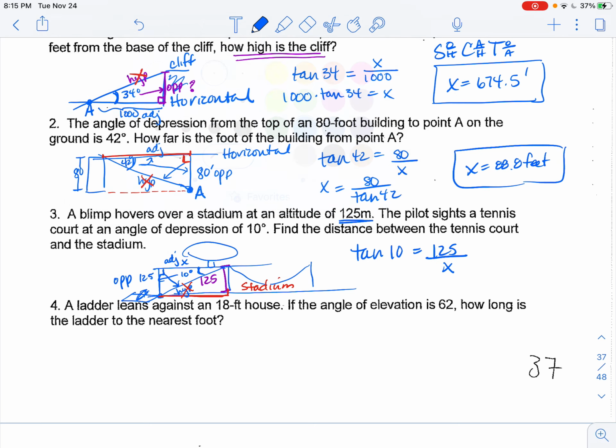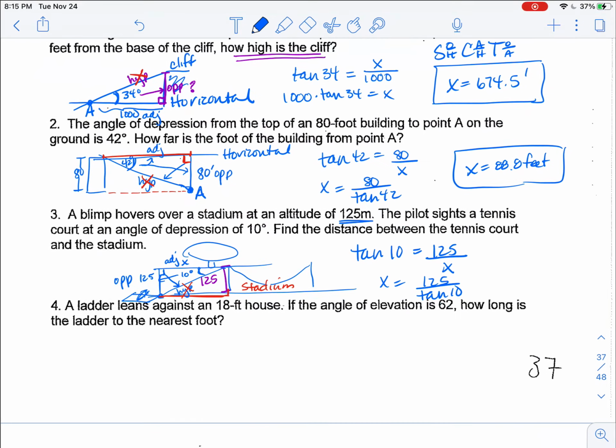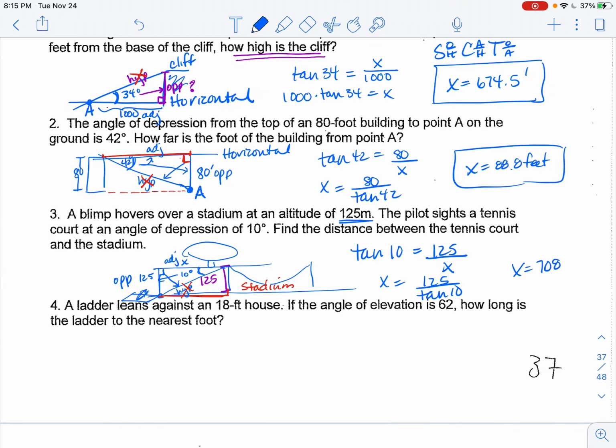All right, so let's solve for x. Multiply both sides by x, and then we'll divide by tangent 10. So x is equal to 125 over tangent 10. Let's take that to Desmos. 125 over tangent of 10. And that's 708.9 feet. Oh, actually meters, not feet. That's the correct units. All right, one last problem to practice.